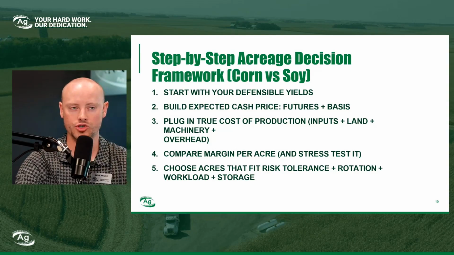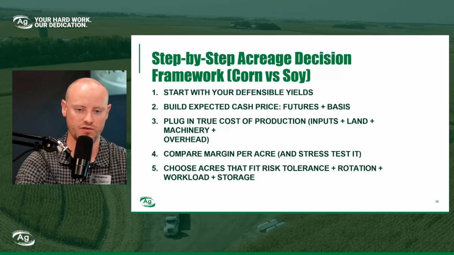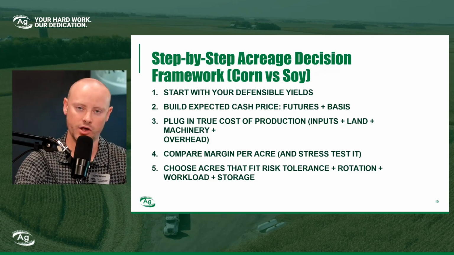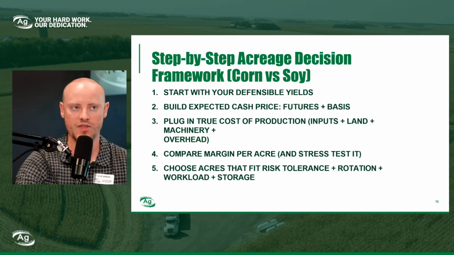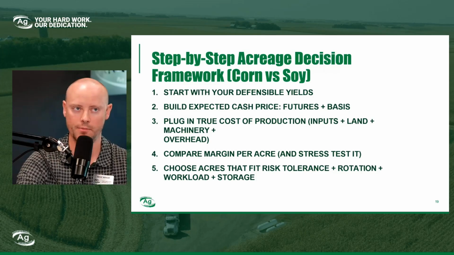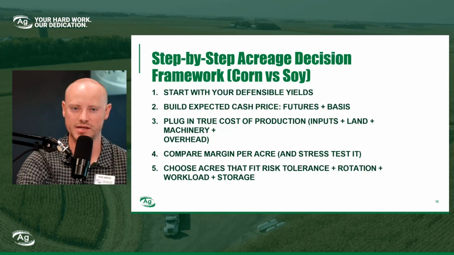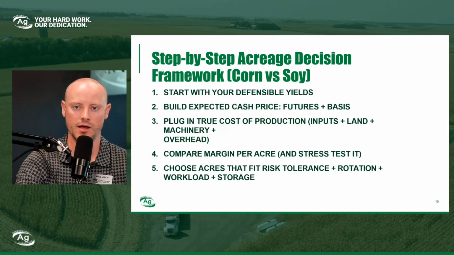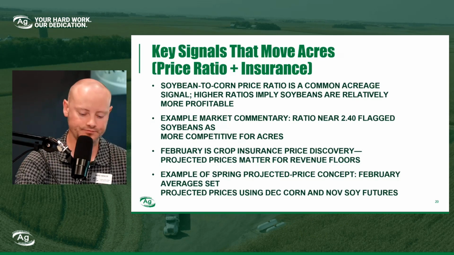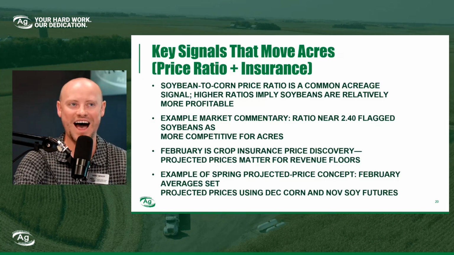Plug in your true cost. And by that, remember, they change. Corn following soybeans is much different than corn following corn. You have higher costs on corn on corn acres than you do on corn following soybeans. So keep that in mind when making that switch as well. And then compare your margin per acre between the two. Really stress test it. Just try to really put a number to it: is it in my best interest to make a switch on acres or not? And then logistical needs, obviously.